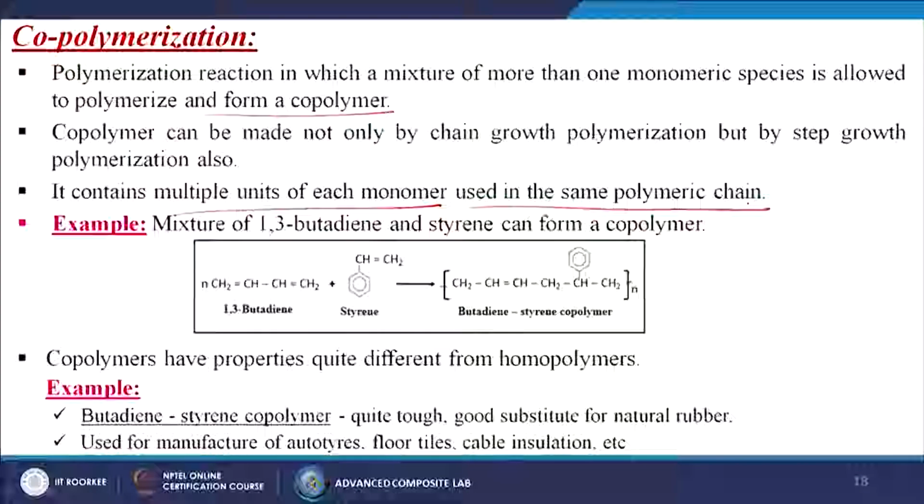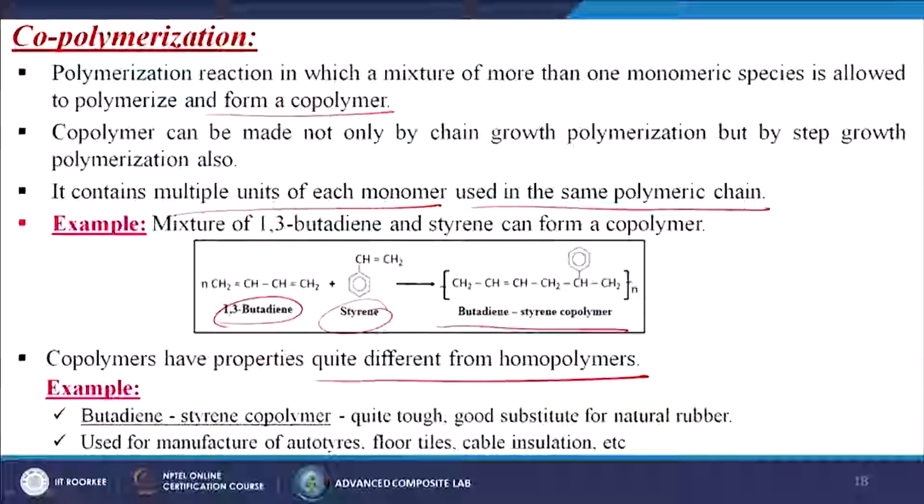What are the examples? A mixture of 1,3-butadiene and styrene can form a copolymer. So, 1,3-butadiene with styrene, under some conditions, makes the butadiene styrene copolymer. Copolymers have properties quite different from homopolymers. Butadiene styrene copolymer is quite tough and a good substitute for natural rubber. It is used in the manufacture of auto tires, floor tiles, and cable insulation.